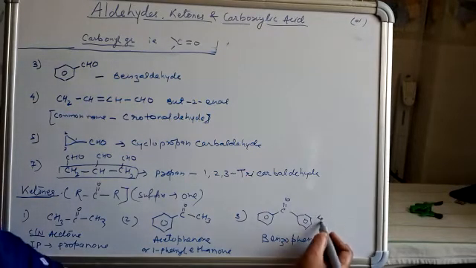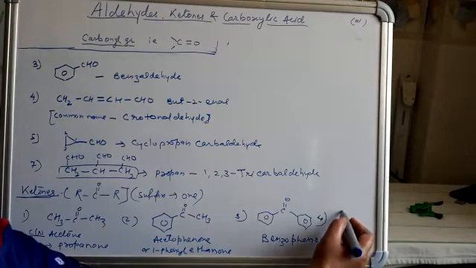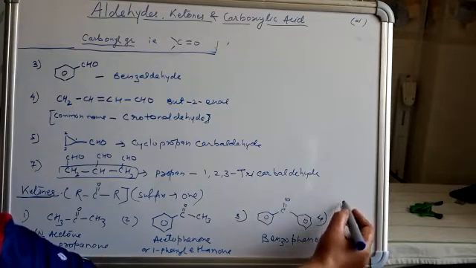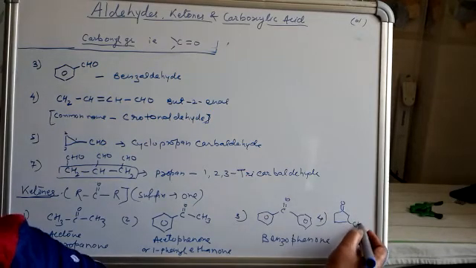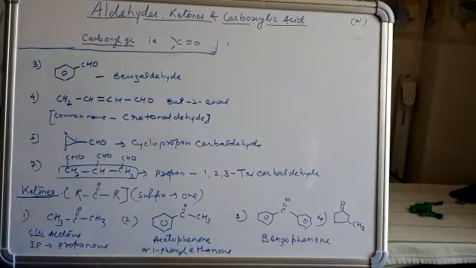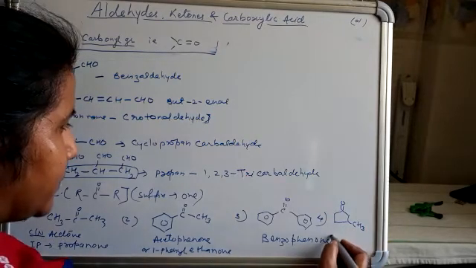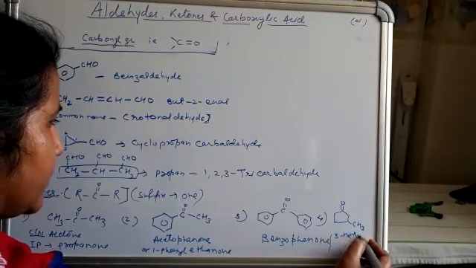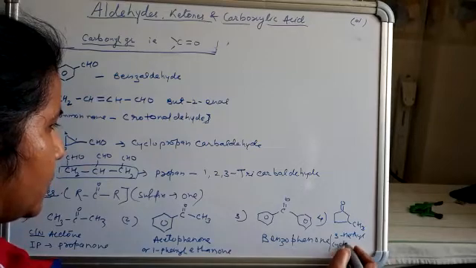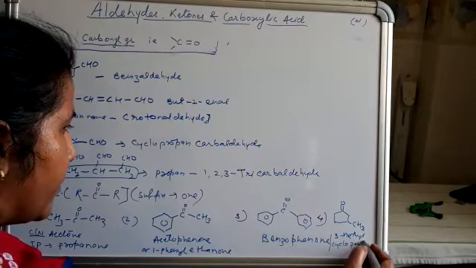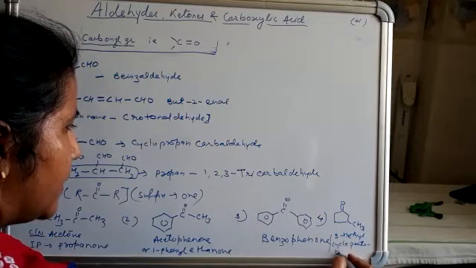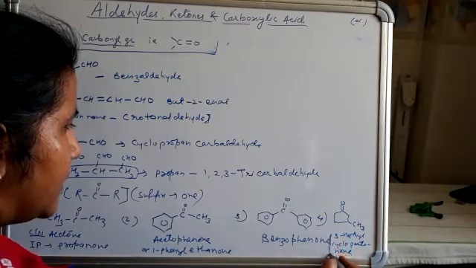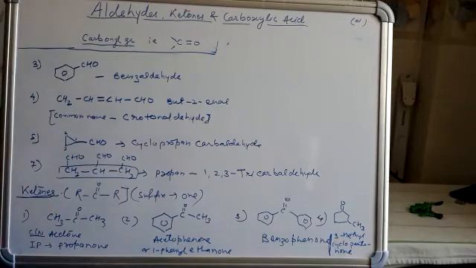Another example is 3-methylcyclopentanone, numbering 1, 2, 3. And this is enough for the nomenclature. Now we will proceed to the next topic.